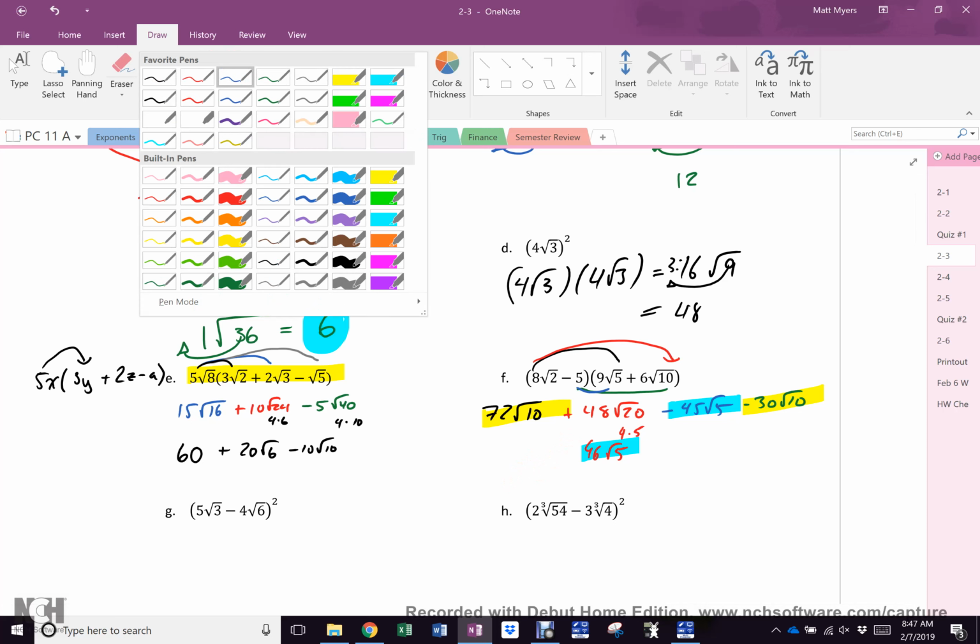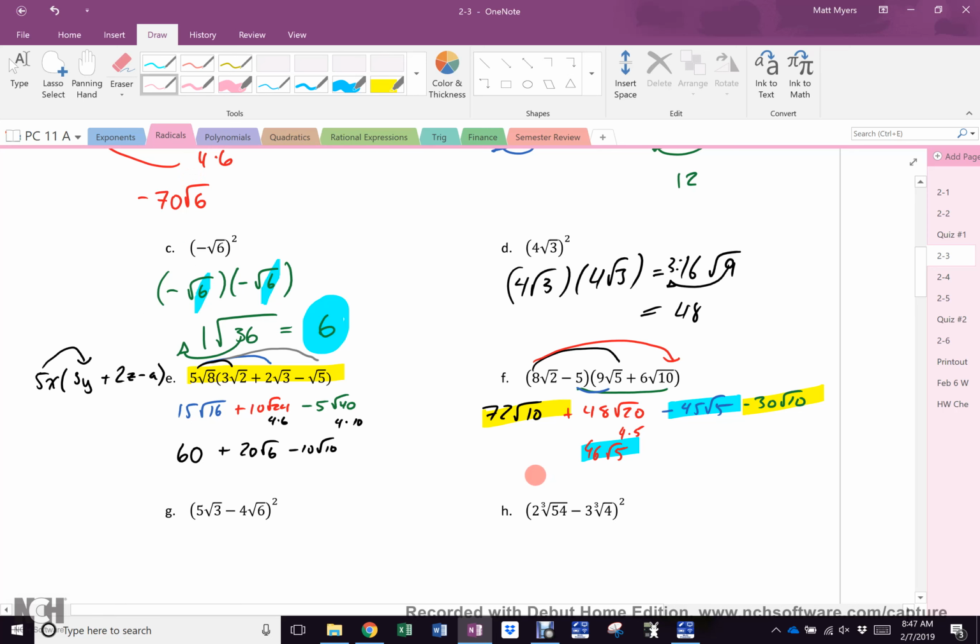That will give us, and I'm choosing pink for my color, 42 root 10. 96 minus 45 is 51 plus 51 root 5. And I'm done.